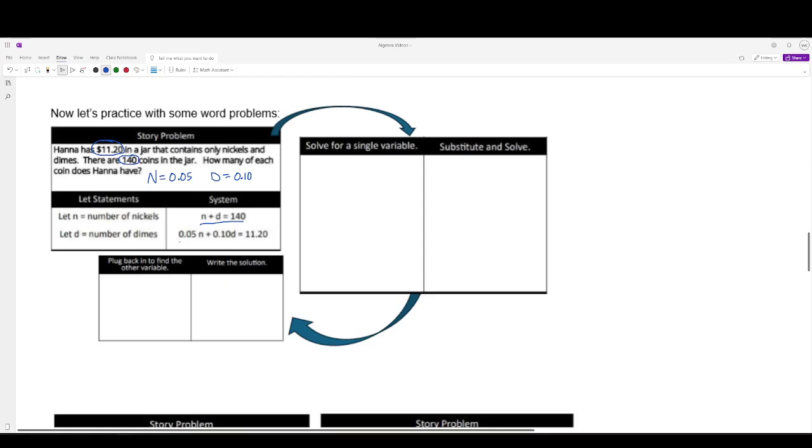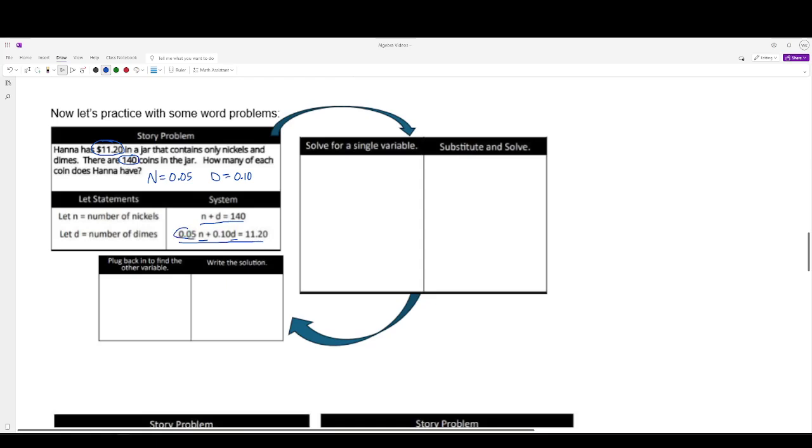The second one is about the value. That's where the 5 cents and 10 cents come in. So we have 5 cents times the number of nickels plus 10 cents times the number of dimes. And that is going to be equal to $11.20. Notice that in both equations, n represents the number of nickels.